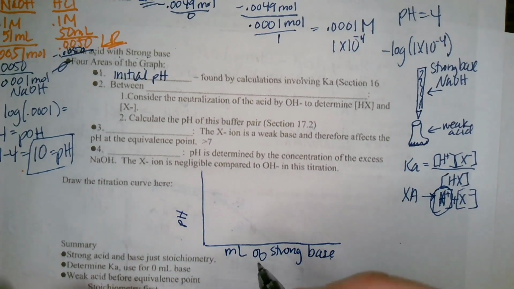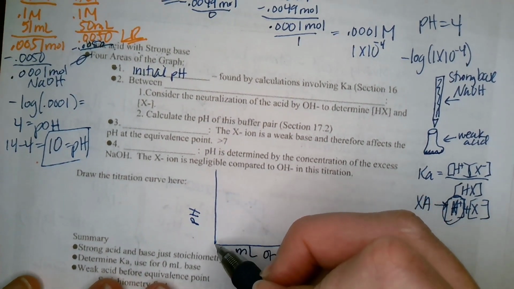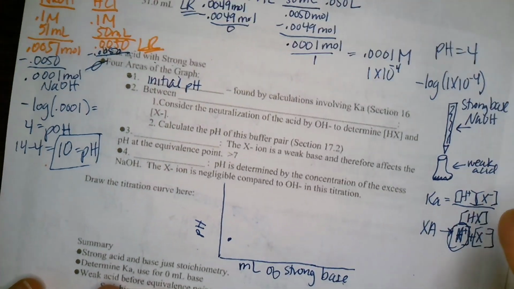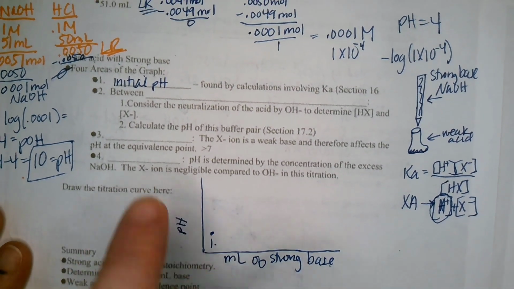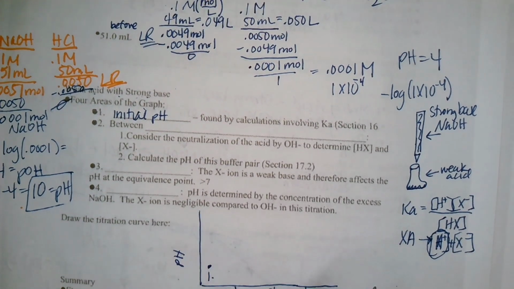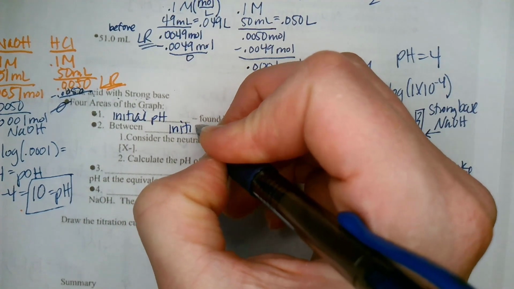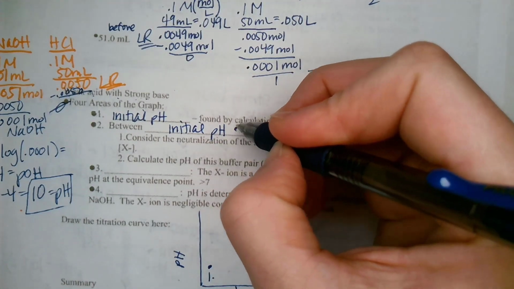So we would have our initial point of, it's not going to be a strong acid, right? So our pH is going to start off a little bit higher. This is our point number 1. And then we move on to point number 2. So point number 2 is when we're looking between the initial pH and equivalence point.